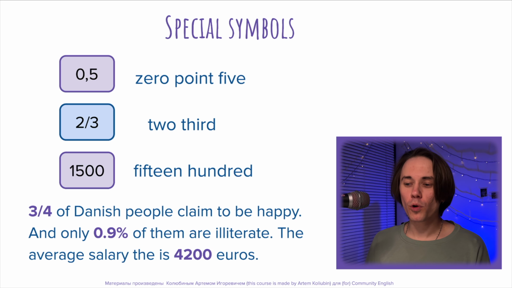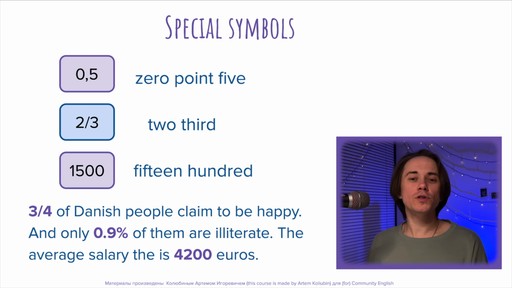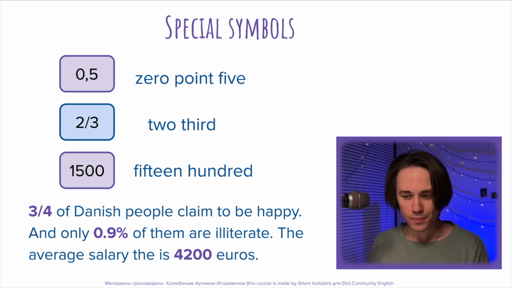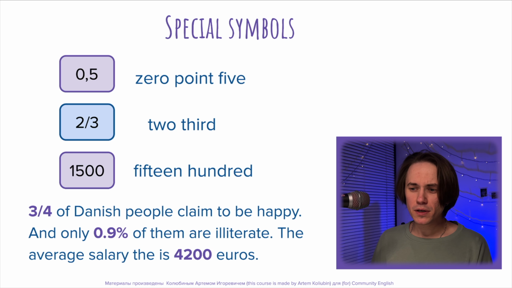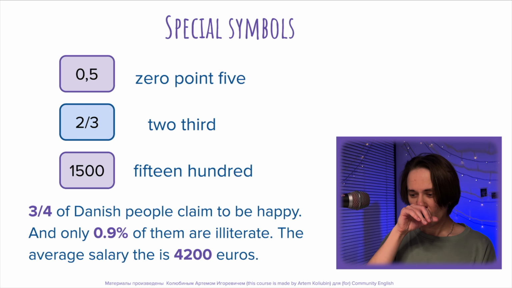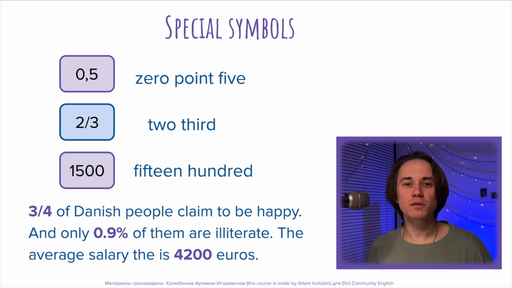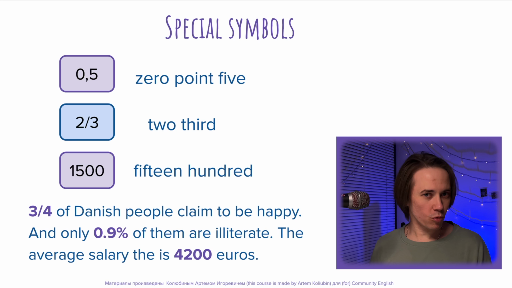So three quarters of Danish people claim to be happy, and only 0.9% of them are illiterate. The average salary there is forty-two hundred euros. And here, of course, you could say, and only point nine percent. It's also okay. So basically that's all the kind of special symbols you're gonna deal with specifically for this project. So make sure that you practice with it very well doing your homework on the platform.